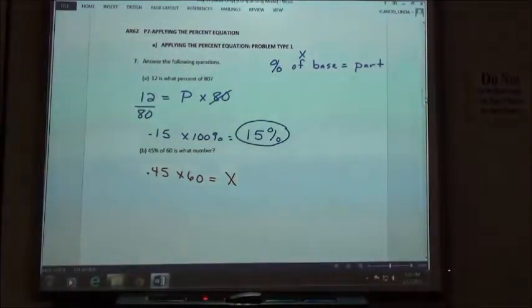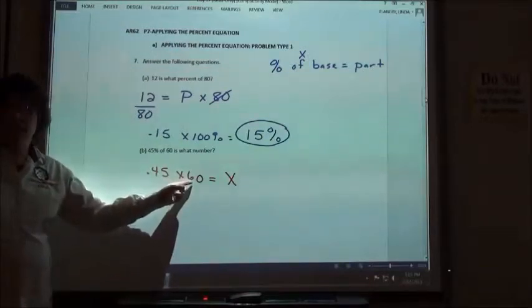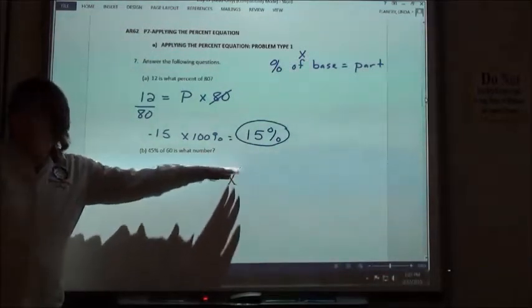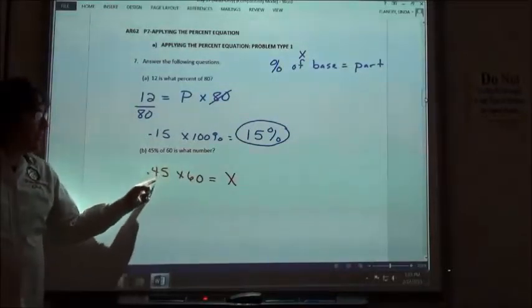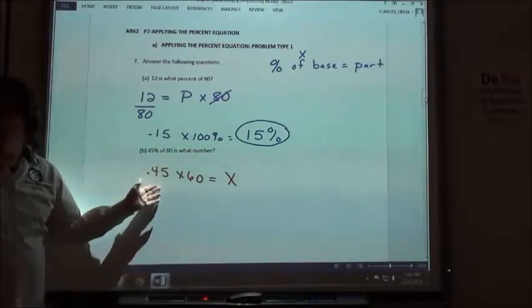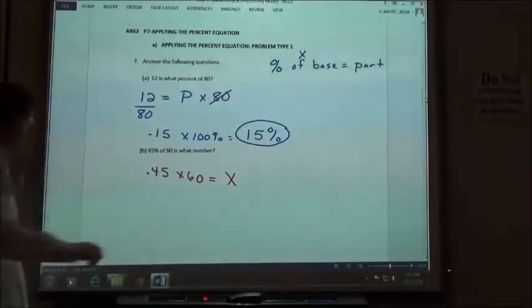She already has it figured out. How'd you figure that out? We just multiplied those together, right? The x is already all by itself, or whatever variable you decide to use. So these two are on the same side. I'm just going to multiply 0.45 times 60. And you get 27.